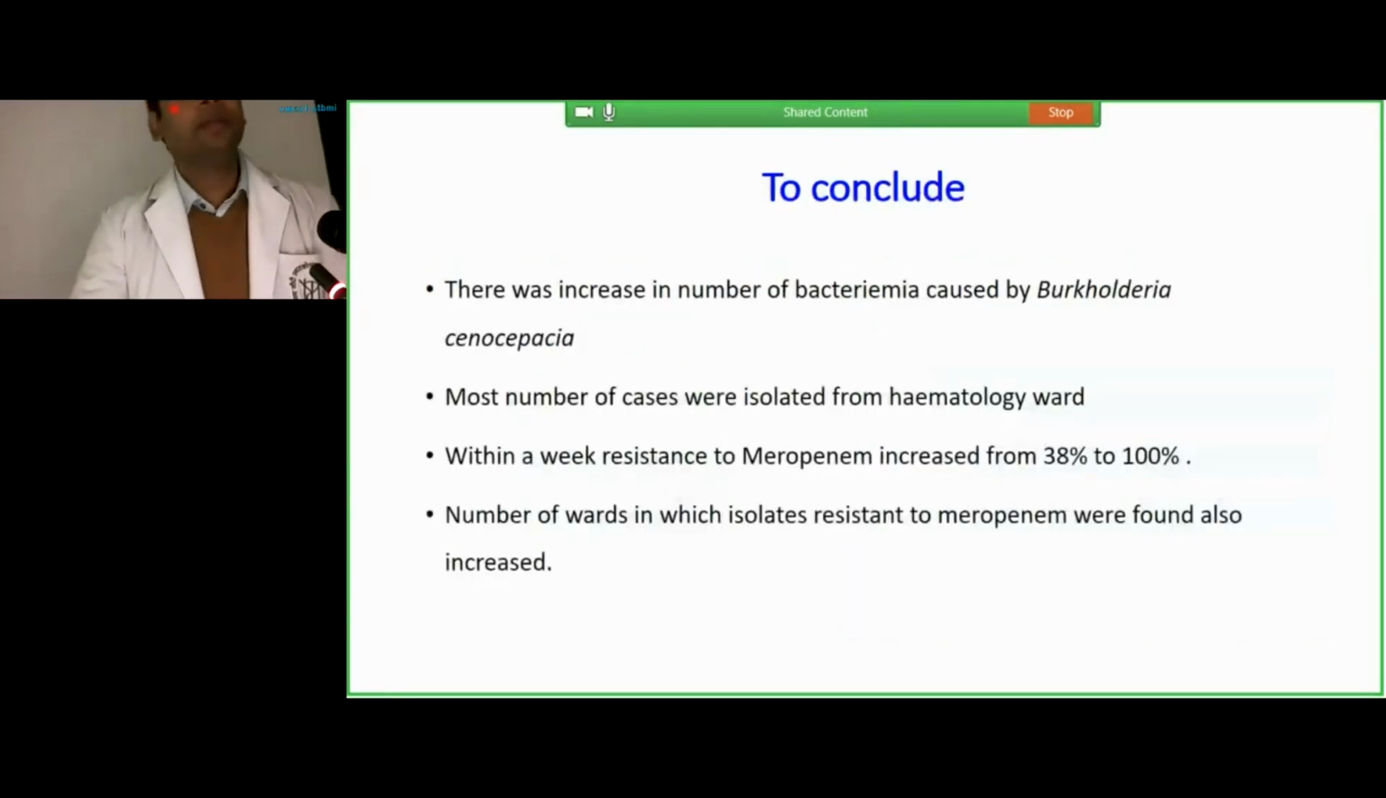To conclude, we found that there was an increase in the number of bacteremia cases caused by Burkholderia. Most cases were isolated from the hematology ward. Within a week, resistance to meropenem increased from 38 to 100%, and the number of wards in which these meropenem-resistant isolates were found also increased from 6 to 11.